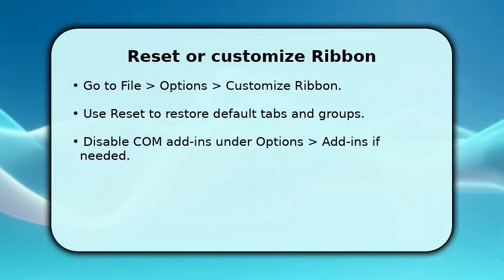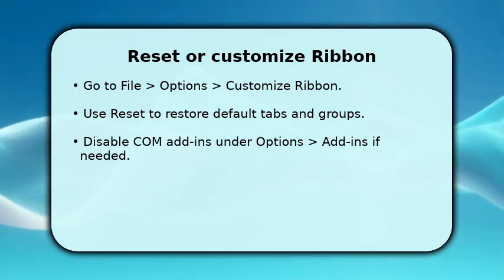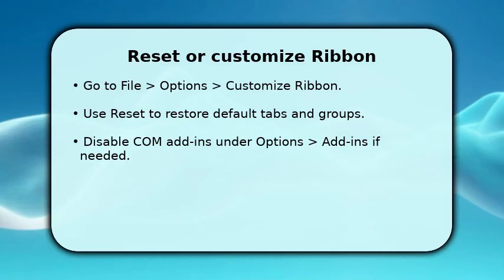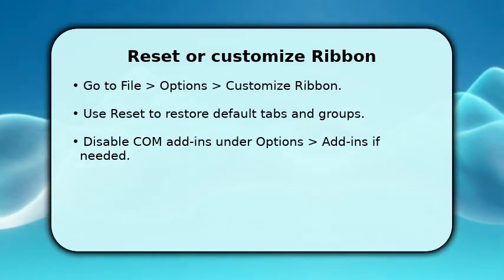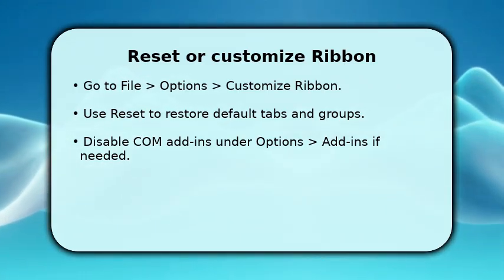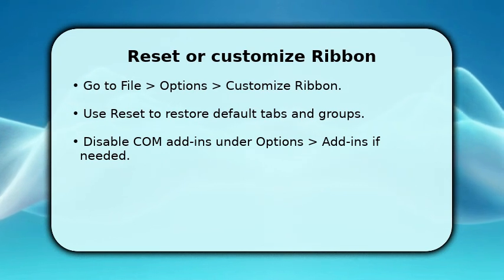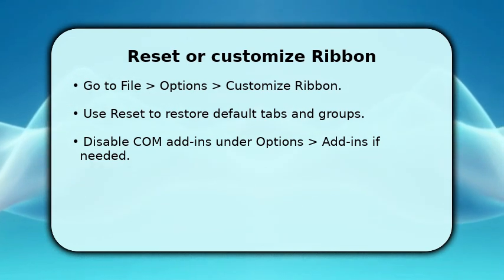If the menu still behaves oddly, go to Options, Add-ins, and manage COM add-ins. Disable suspicious entries and restart Excel. Once done, test the menu. Disabling problematic add-ins often resolves conflicts that hide or remove ribbon elements unexpectedly.